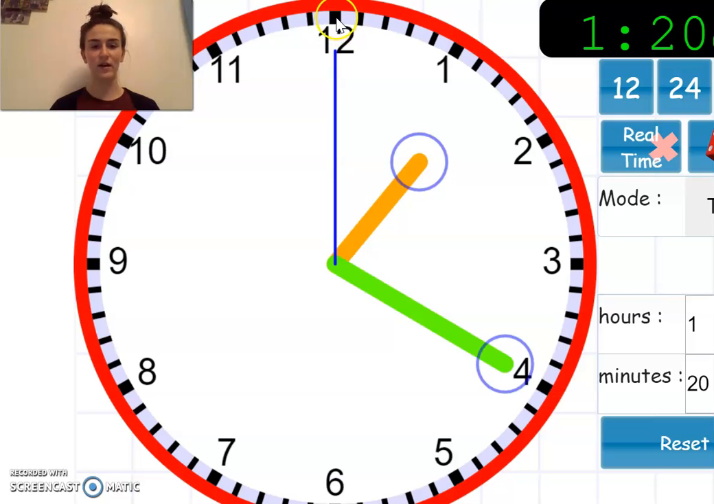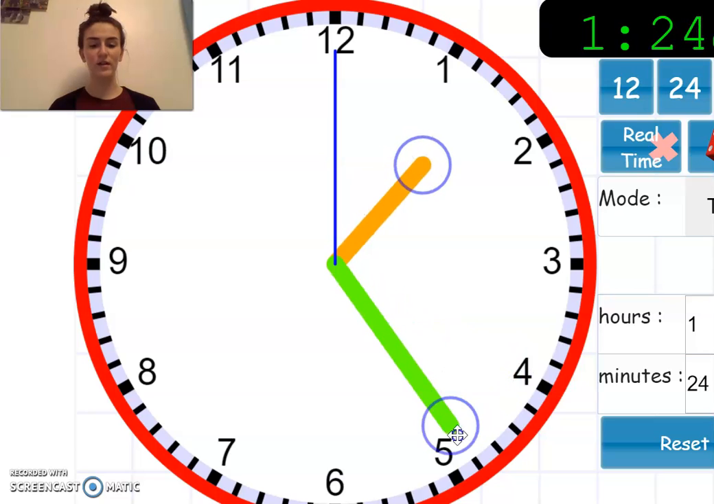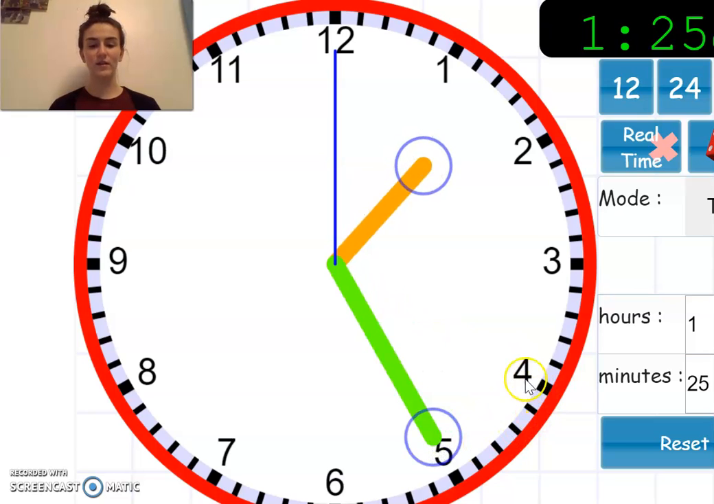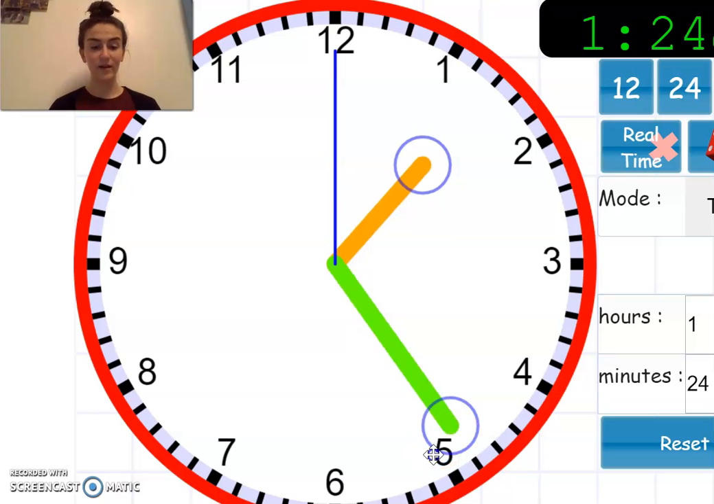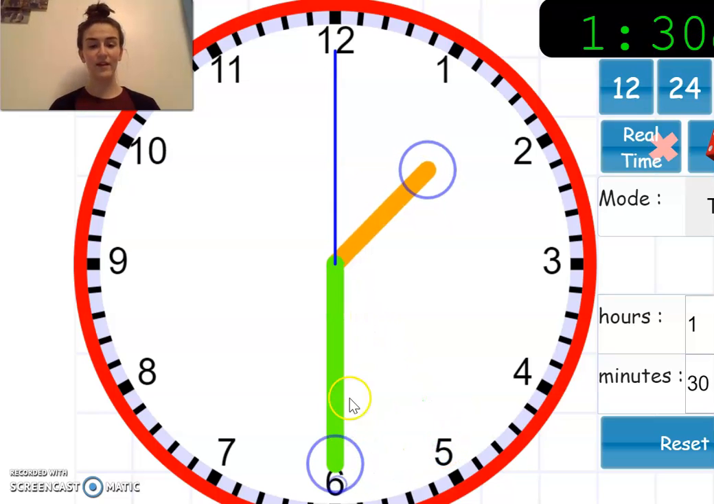Let's see if we can count. So this is 0. Then let's count 5, 10, 15, 20. So it is 1:20. And this little digital clock here tells us that it's 1:20, right? Perfect. So if we keep going around the clock, that's 1:20. 5 more minutes, so our next number here on the clock is going to be 1:25. 1:30 at the 6, right?